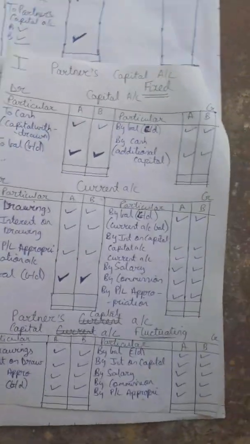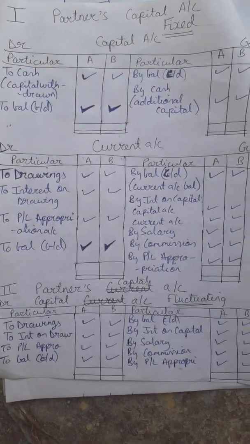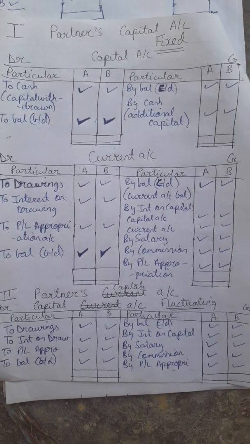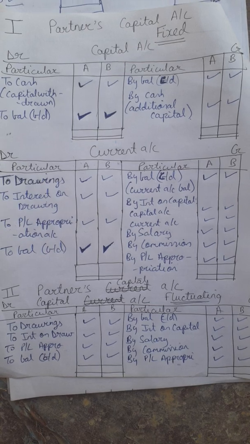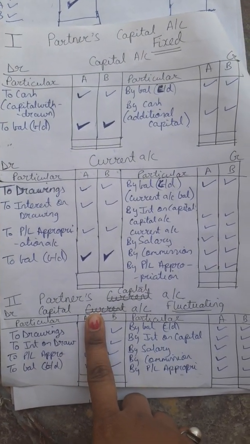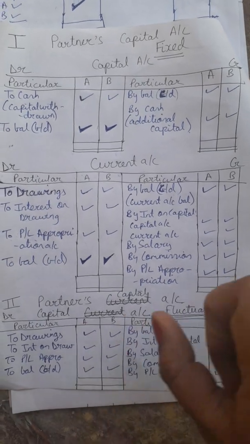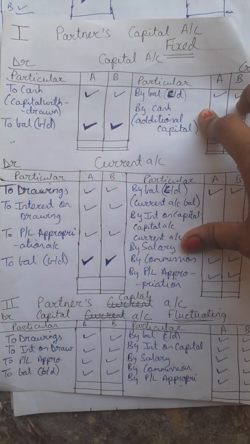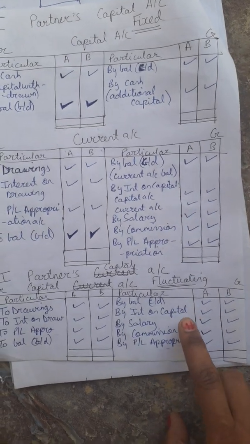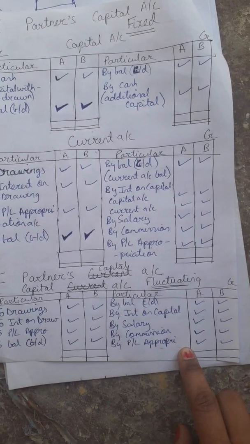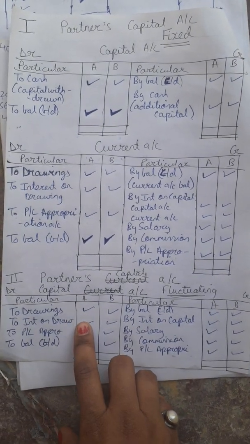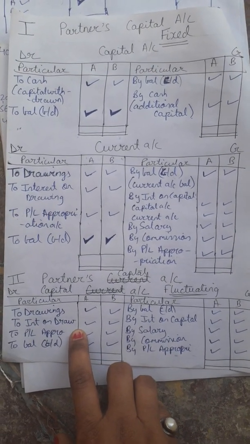Now the second method is the partners' fluctuating capital account. Under this you have to make only one account, which is the partners' capital account. This is basically a clubbing of these two. By balance brought down, carried on, interest on capital, salary, commission, P&L appropriation profit, and on this side drawings, interest on drawings, P&L appropriation loss.